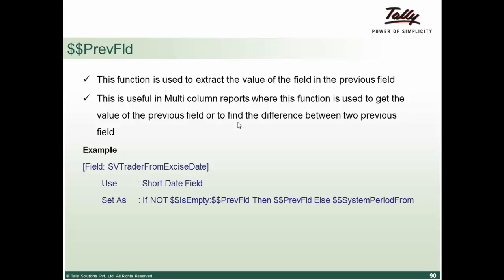Pre-field, this function is used to extract the value of the field in the previous field. So as per the multi-column reports, we have previous field and the current field. So pre-field helps us to get a value from the previous field. Specifically when we have a periodicity in multi-columnar reports where we validate what was the last period or the date specified in my previous field. Based on that, you change the current field period date values. So this is where pre-field comes into picture, helps to validate the values from the previous field.